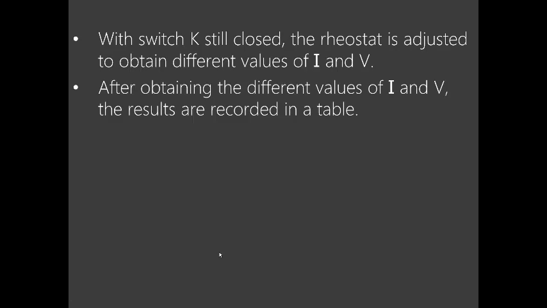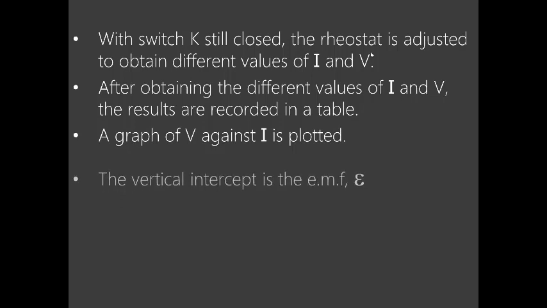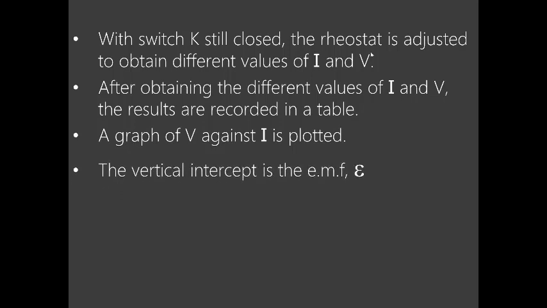Then, with the switch still closed, the rheostat is adjusted to obtain different values of I and V. I is the ammeter reading, and V is the voltmeter reading. After obtaining the different values of I and V, the results are tabulated and the graph of V against I is plotted. The vertical intercept of that graph will give you the EMF.